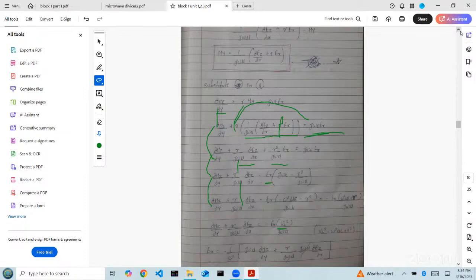Next, we write the two wave equations. After writing the two wave equations, we split them in terms of dou by dou x, dou by dou y, dou by dou z, which are equations 3.8 and 3.9. After splitting, what did we do?